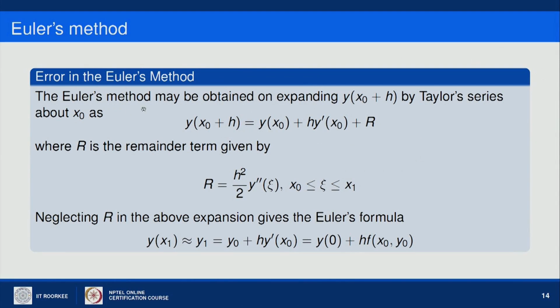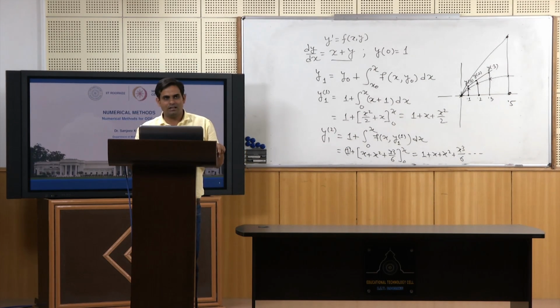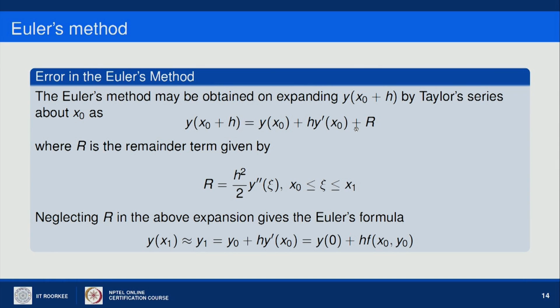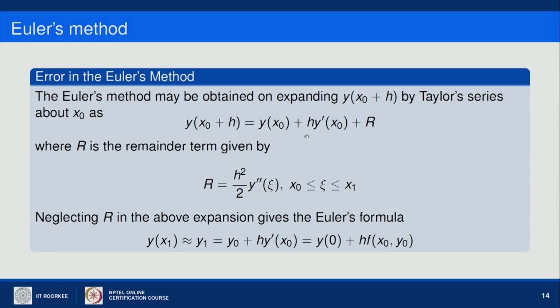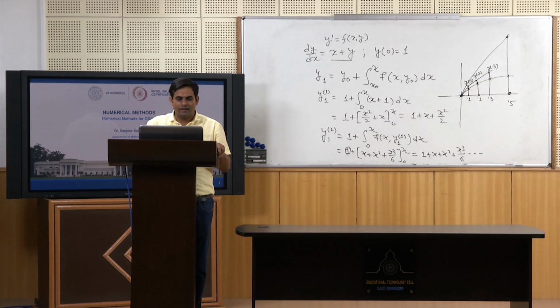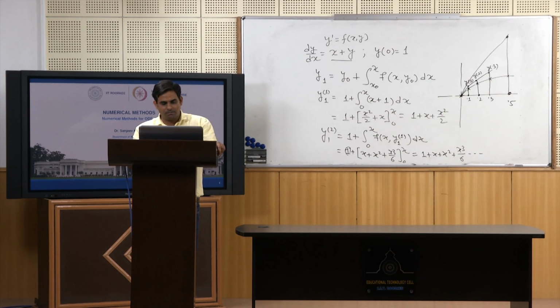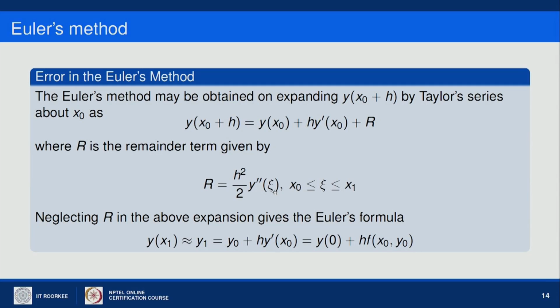So, the value of y at x naught plus h, and x naught plus h is basically x1. The value of y at x1 can be obtained by the Taylor series approximation of y about x0. So, y of x0 plus h is y x0 plus h y prime x0 plus second order and higher order terms. If you see the first 3 terms, the left hand side term and the 2 right hand side terms of this equation, it is my y1, and it is y0 plus h f of x, y. This is the Euler's formula for approximating y1 from x0, y0. So, this is the error term r. Here r is the remainder term, and it is given by h square by 2 y double prime xi, where xi is somewhere between x naught and x1.